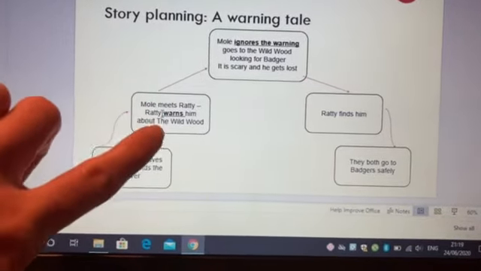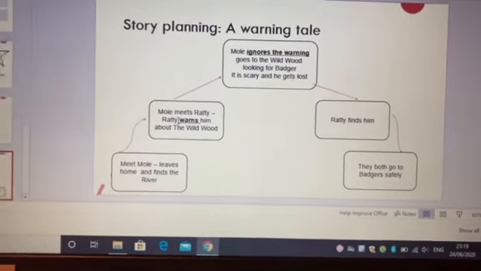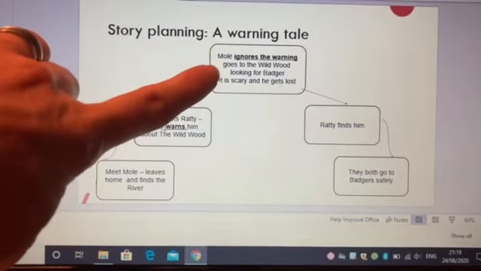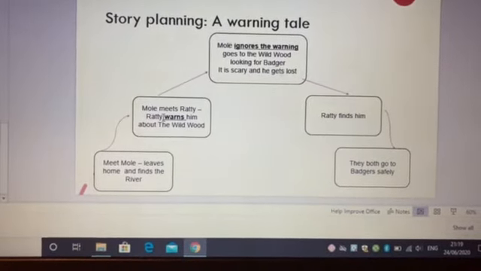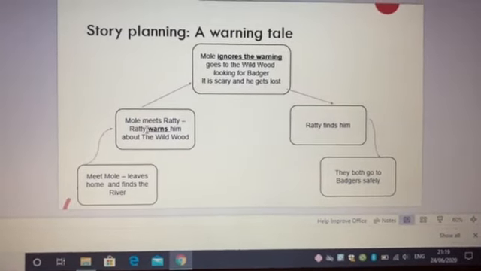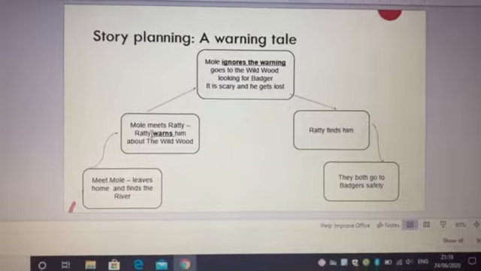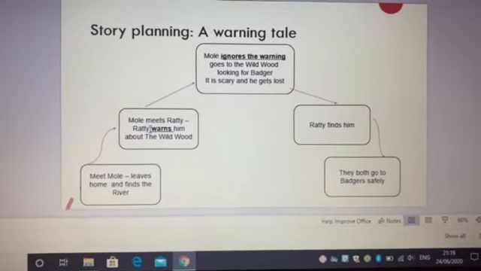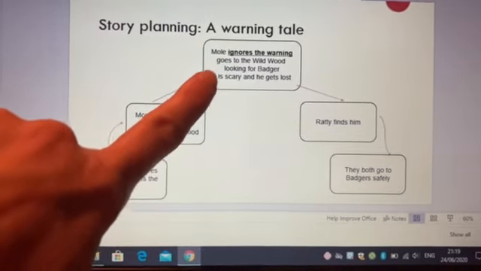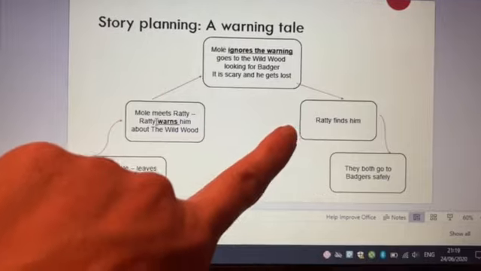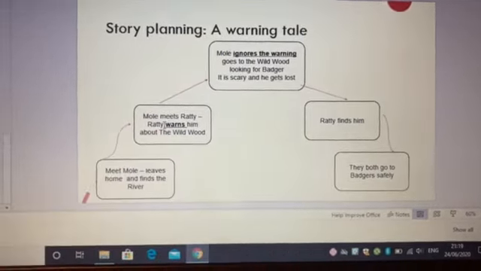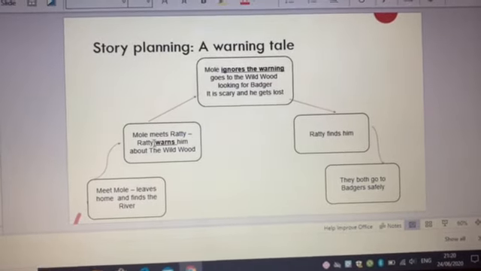In this second box, we have a warning. Ratty warns him about the wildwood and says it's dangerous. There's no need to go into the wildwood. But as we know, Mole ignores the warning and he goes into the wildwood looking for Badger. And it's very scary and he gets lost. There's lots of things that scare Mole in that wood. And if you want to listen back to the story and remember them, you're more than welcome. We also drew a picture about Mole getting scared in the wood, and we might be using that this week. Then finally we have Ratty finds Mole, and then he gets them both to safety at Badger's house. So that will be the structure of our warning tale for this week.